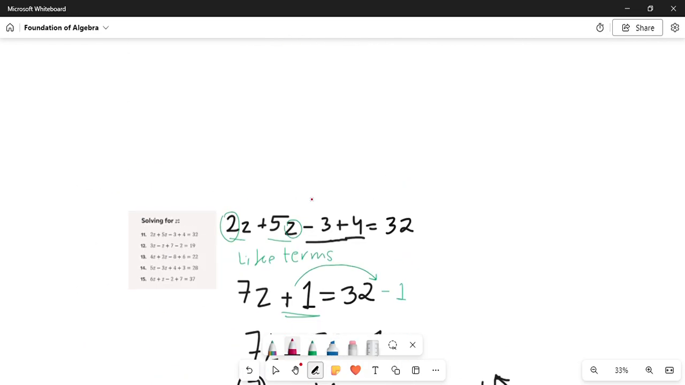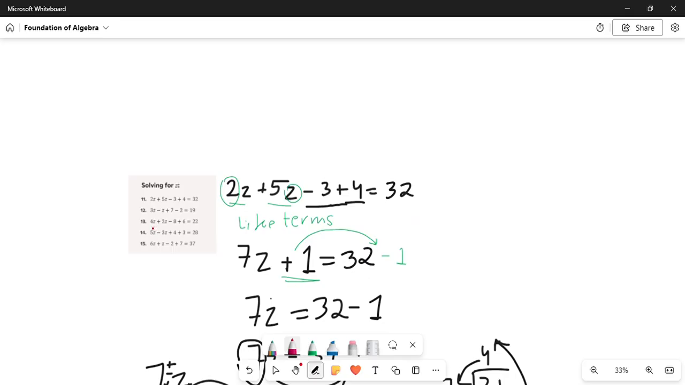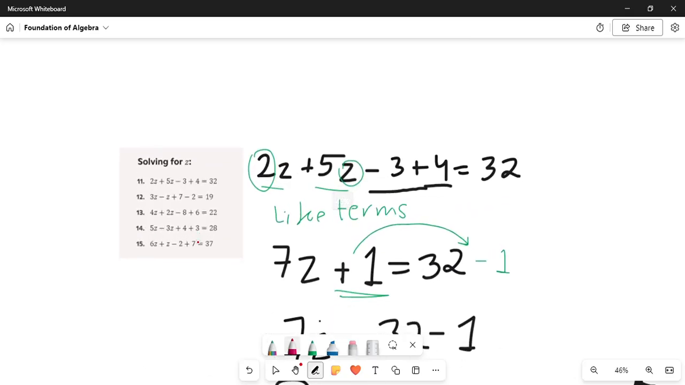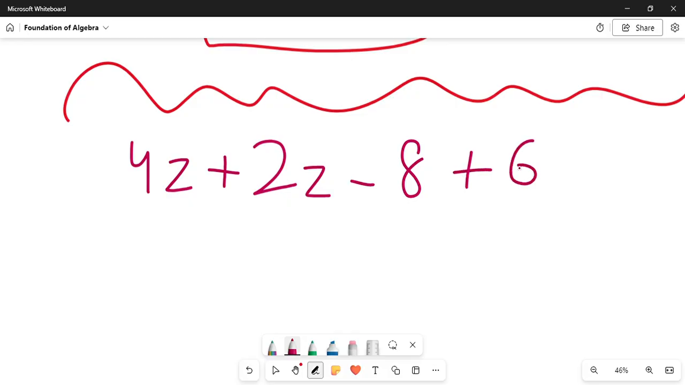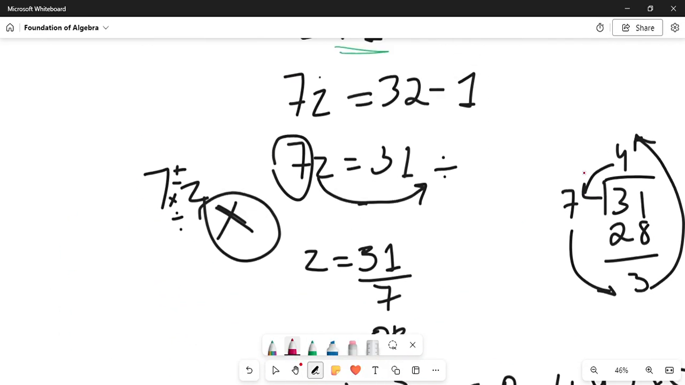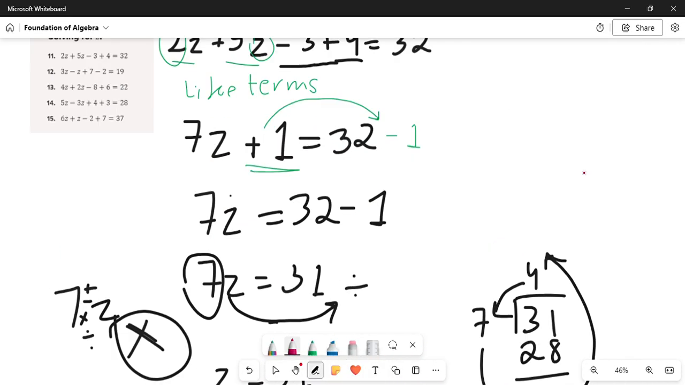which is 4z plus 2z minus 8 plus 6 equals 22.